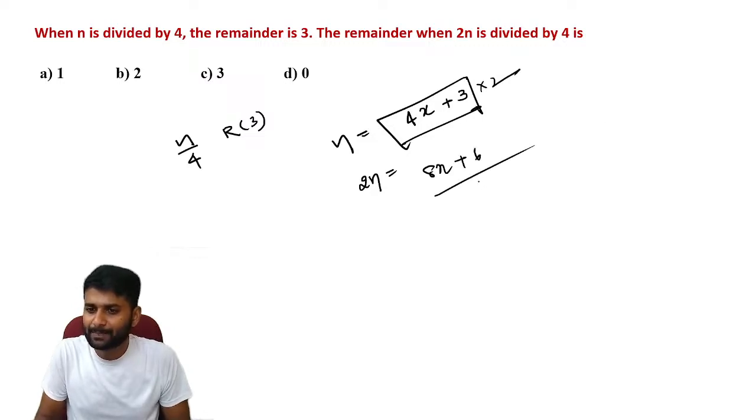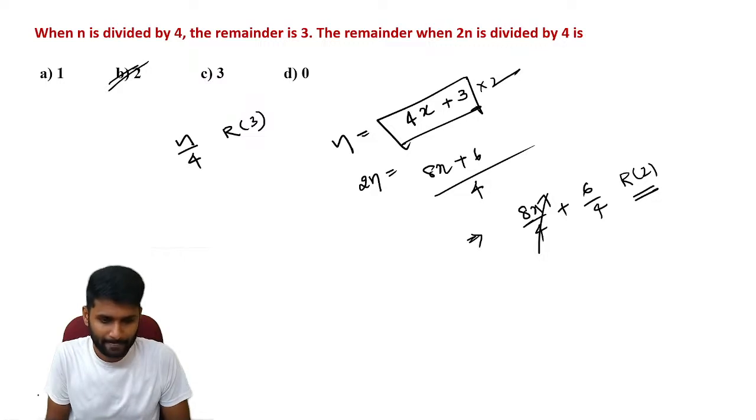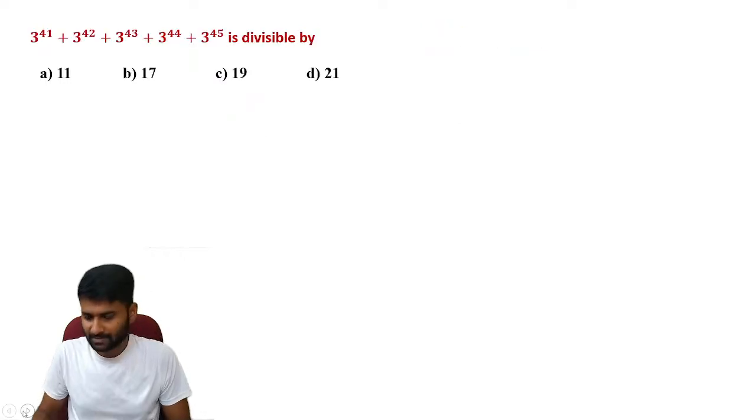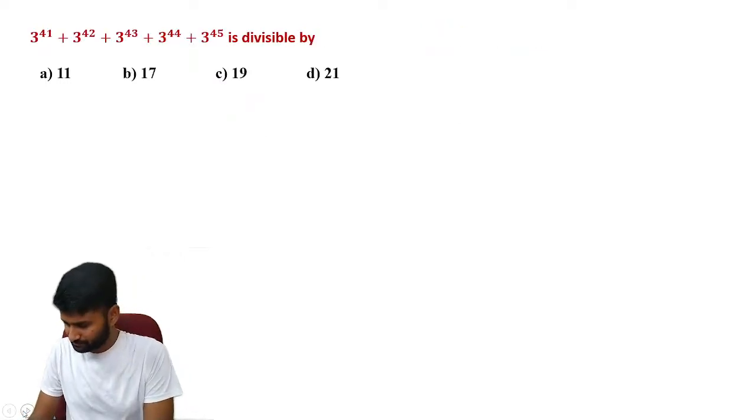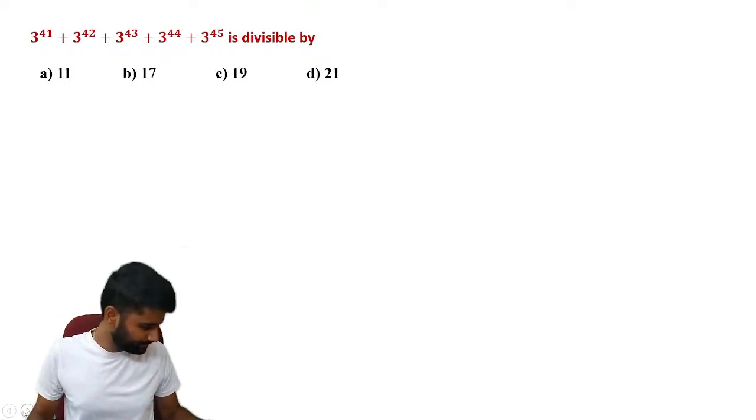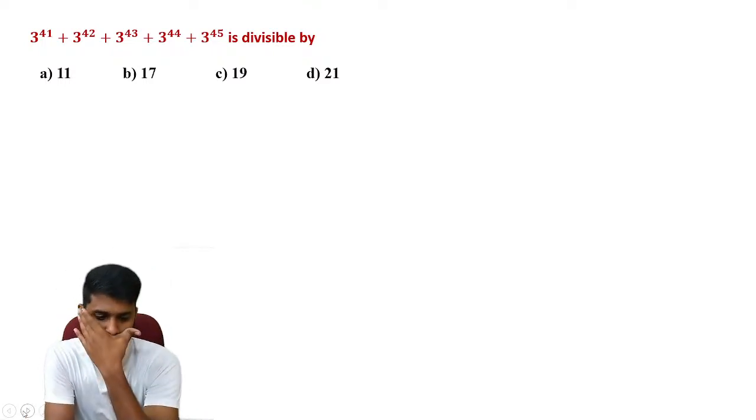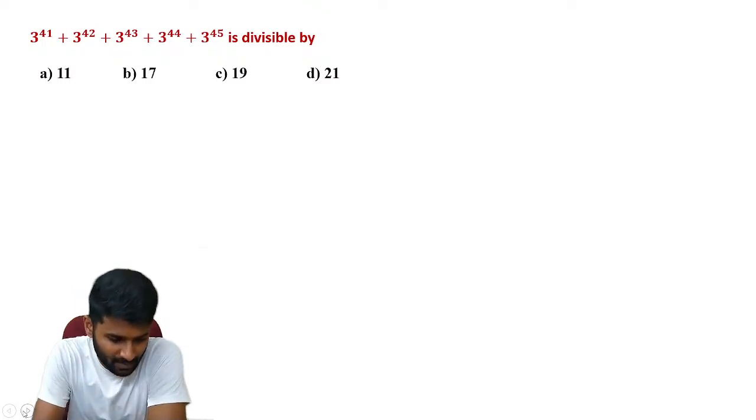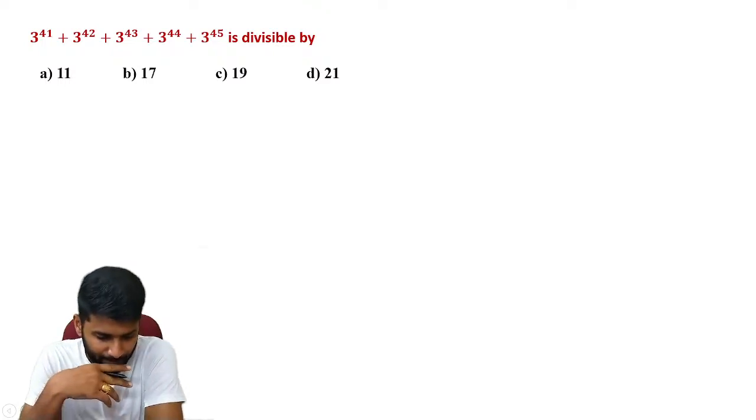Now 8x plus 6 is divided by 4. What is the remainder? Let's take this step. 8x by 4, 6 by 4. Here there is no remainder for 8x. If 6 is divided by 4, here the remainder is 2 guys. Try to solve this question. Keep solving.